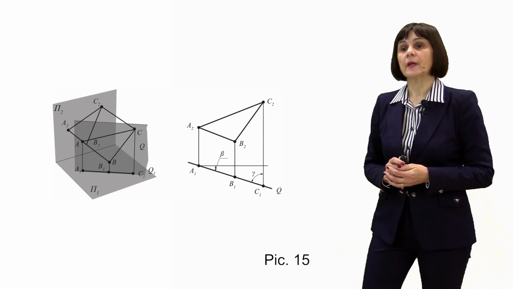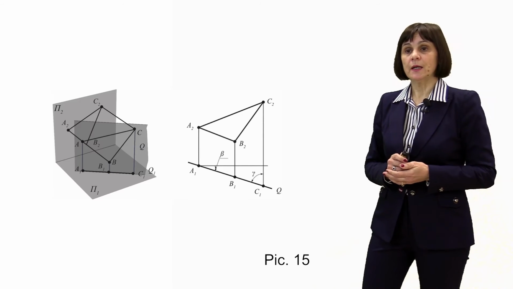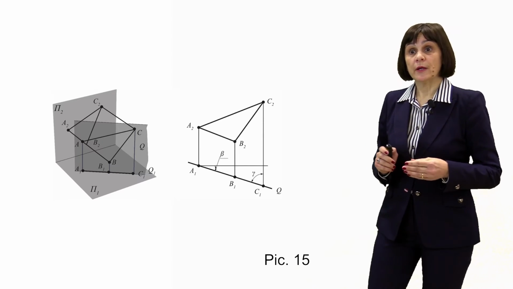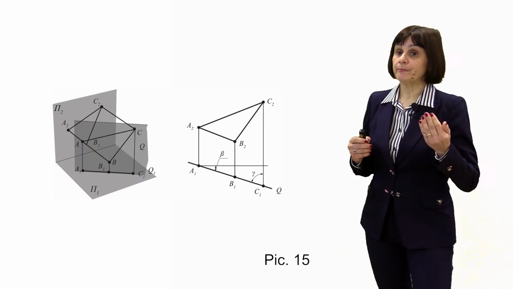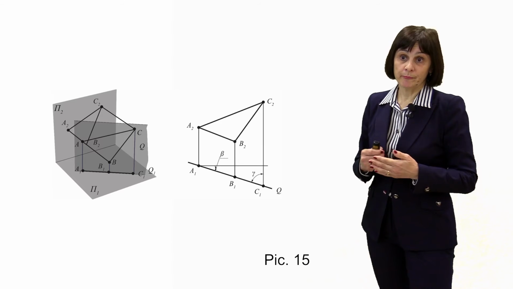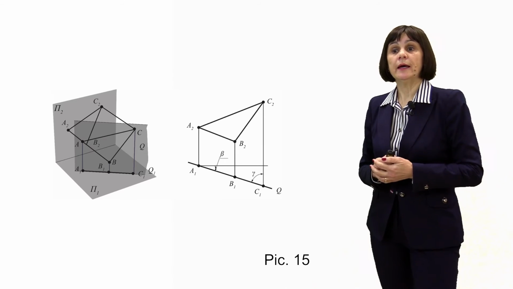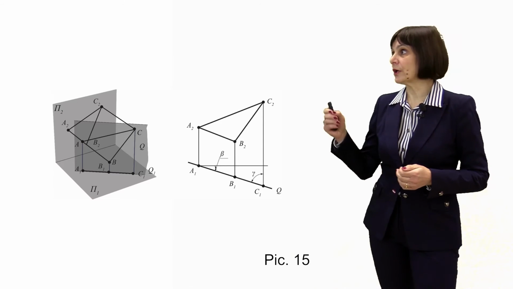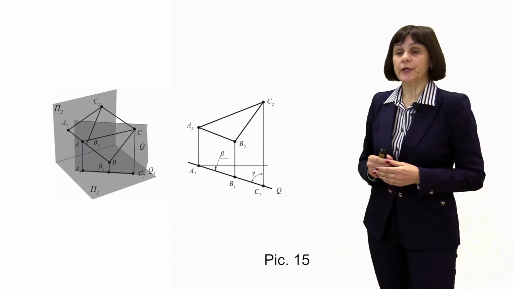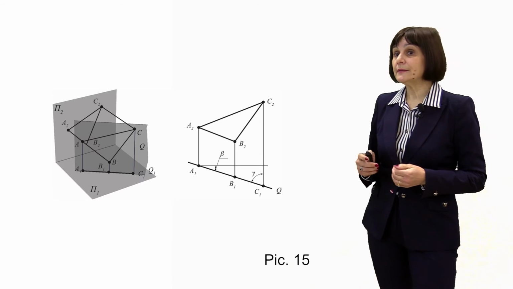C1. We also can mark the angles of inclination of this plane to the horizontal projection plane and profile projection planes. On our drawing, you can see that we have angle beta and gamma.